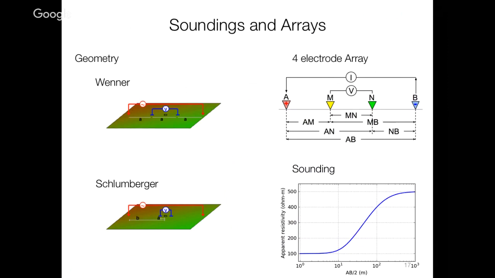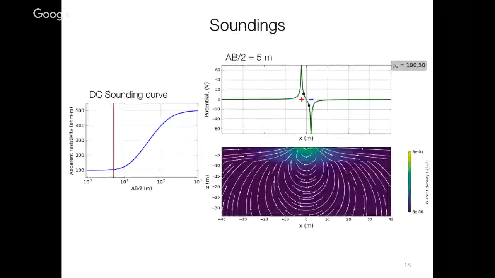And what's here is the scale size here, AB over 2. We can get different apparent resistivity data. Here's the apparent resistivity as a function of the electrode length, and it might look something like this. So we're going to carry through that.